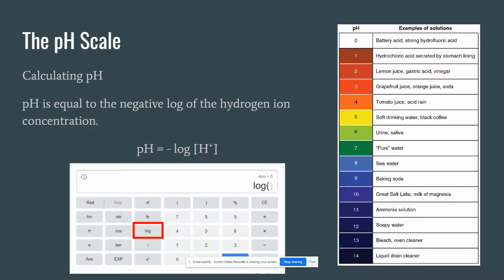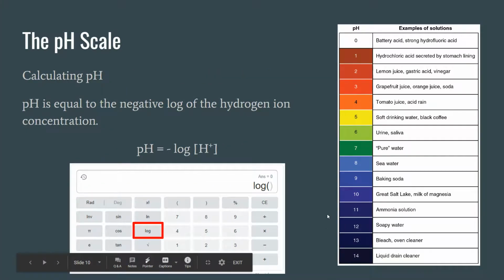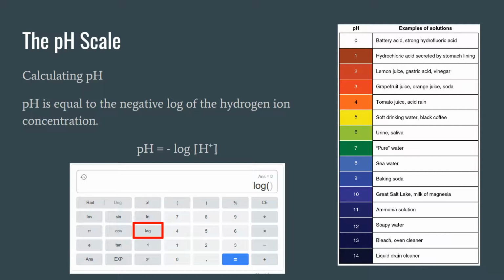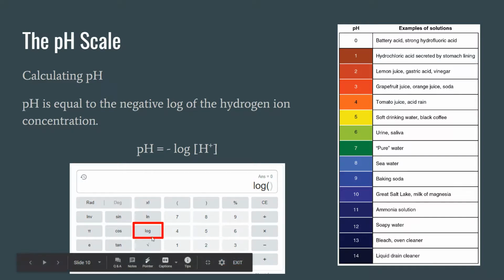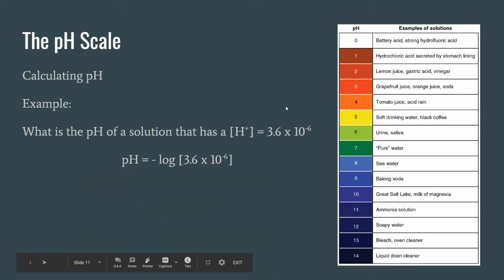Now, this idea of pH is actually a numerical calculation. You calculate the pH by taking the negative log of the hydrogen ion concentration. And we're going to keep it simple today. We're just going to practice getting pHs if you know the hydrogen ion concentration. On a calculator, log is a function that deals with exponents. And this is the Google calculator, and you can see the log button is right there. So if I want to calculate the pH of a solution, all I need to do is know that hydrogen ion concentration and plug it into a calculator.